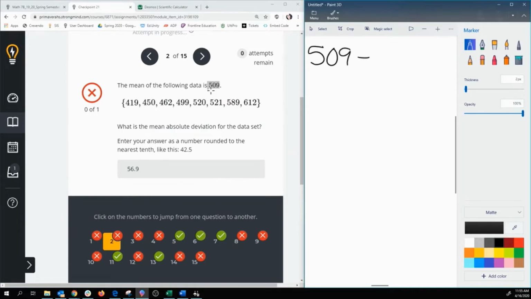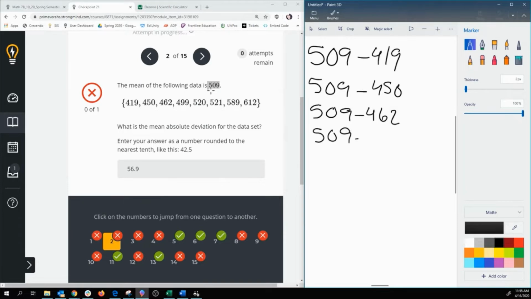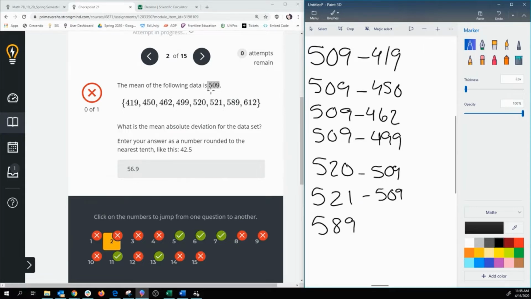So 509 minus 419, 509 minus 450, 509 minus 462, 509 minus 499. Now here, since 520 is bigger, I'm going to start switching the order because I want my numbers to always be positive. So you want to always subtract your bigger number first. And then 612 minus 509.